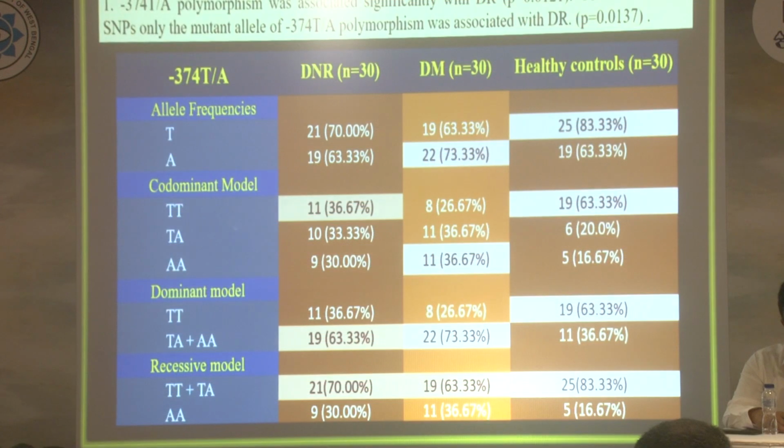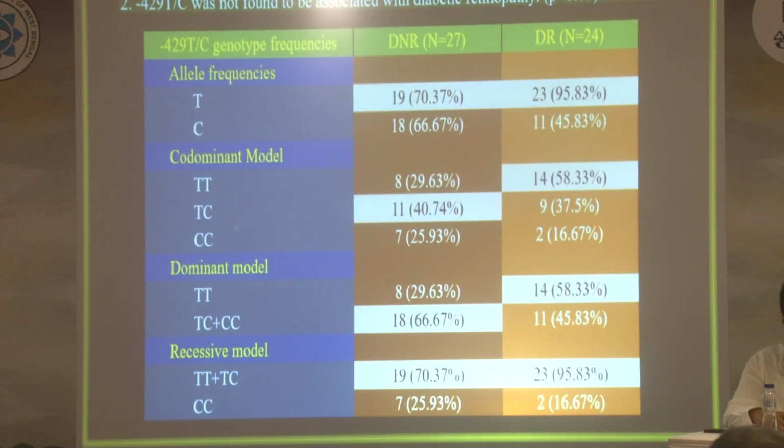The results of my study were the 374 thymine replaced by adenosine polymorphism was associated with diabetic retinopathy. The presence of A allele was significantly associated with diabetic retinopathy. This was assuming the dominant model of inheritance. 429 thymine replaced by cytosine polymorphism was not seen to be associated.